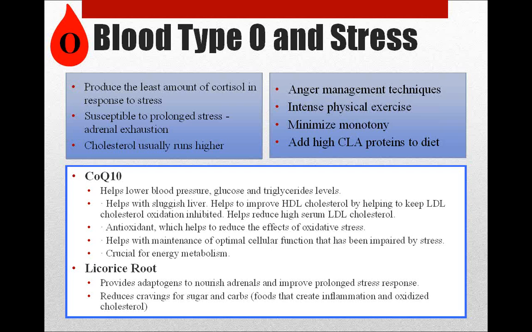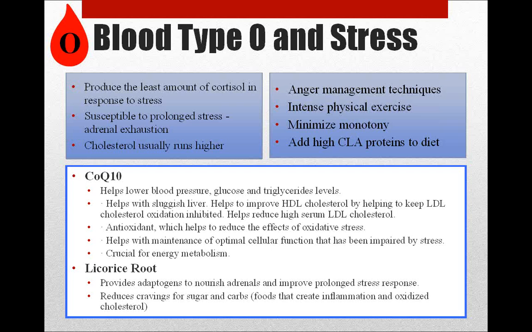Kind of mentioned minimizing the monotony. O's are just not going to be your assembly line workers, just not going to happen. We're really good at that first 80% of the project, and by then we're bored with it, and we need to move on to a new one, so we need someone to finish the other 20%. I know this from personal experience. O's and A's, that's why they attract each other.